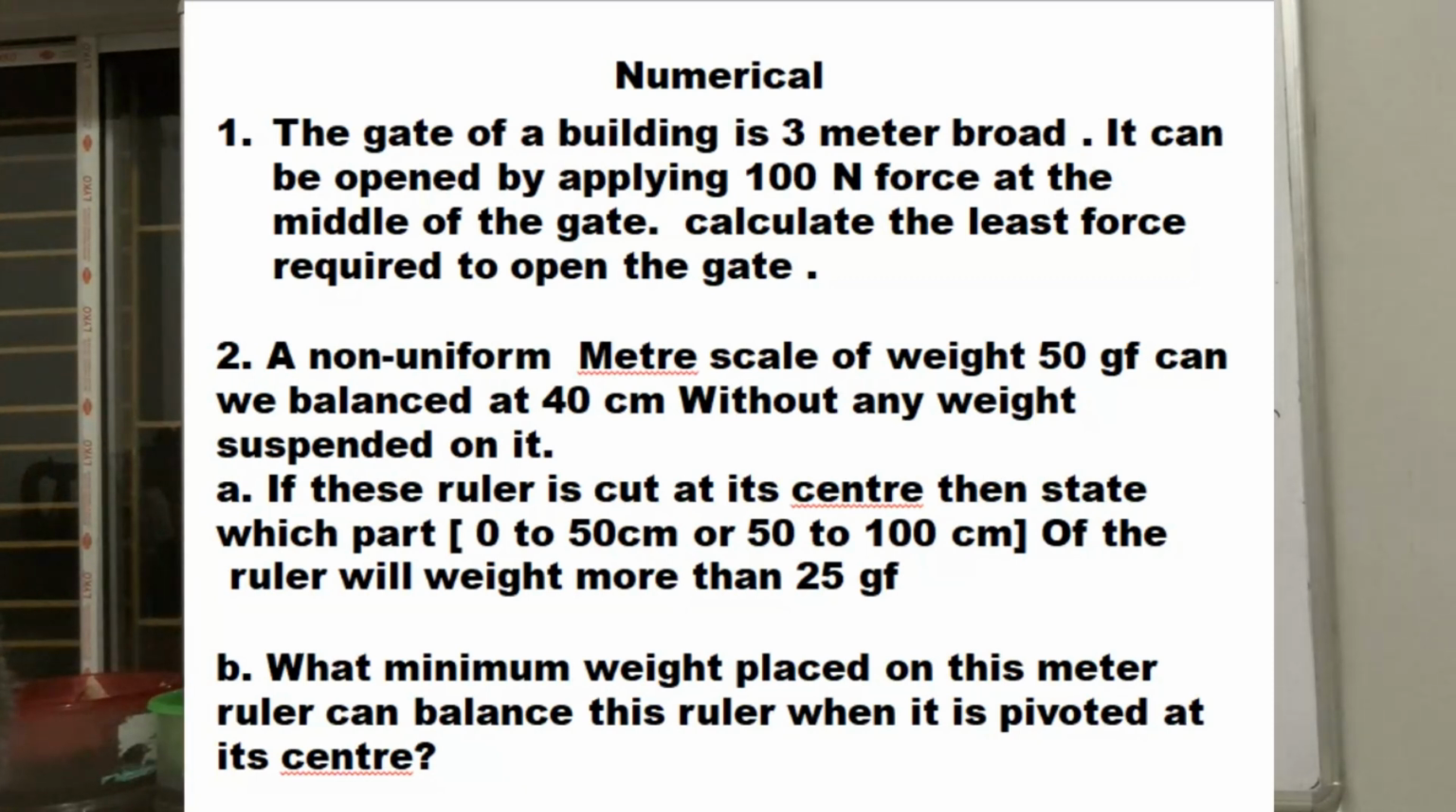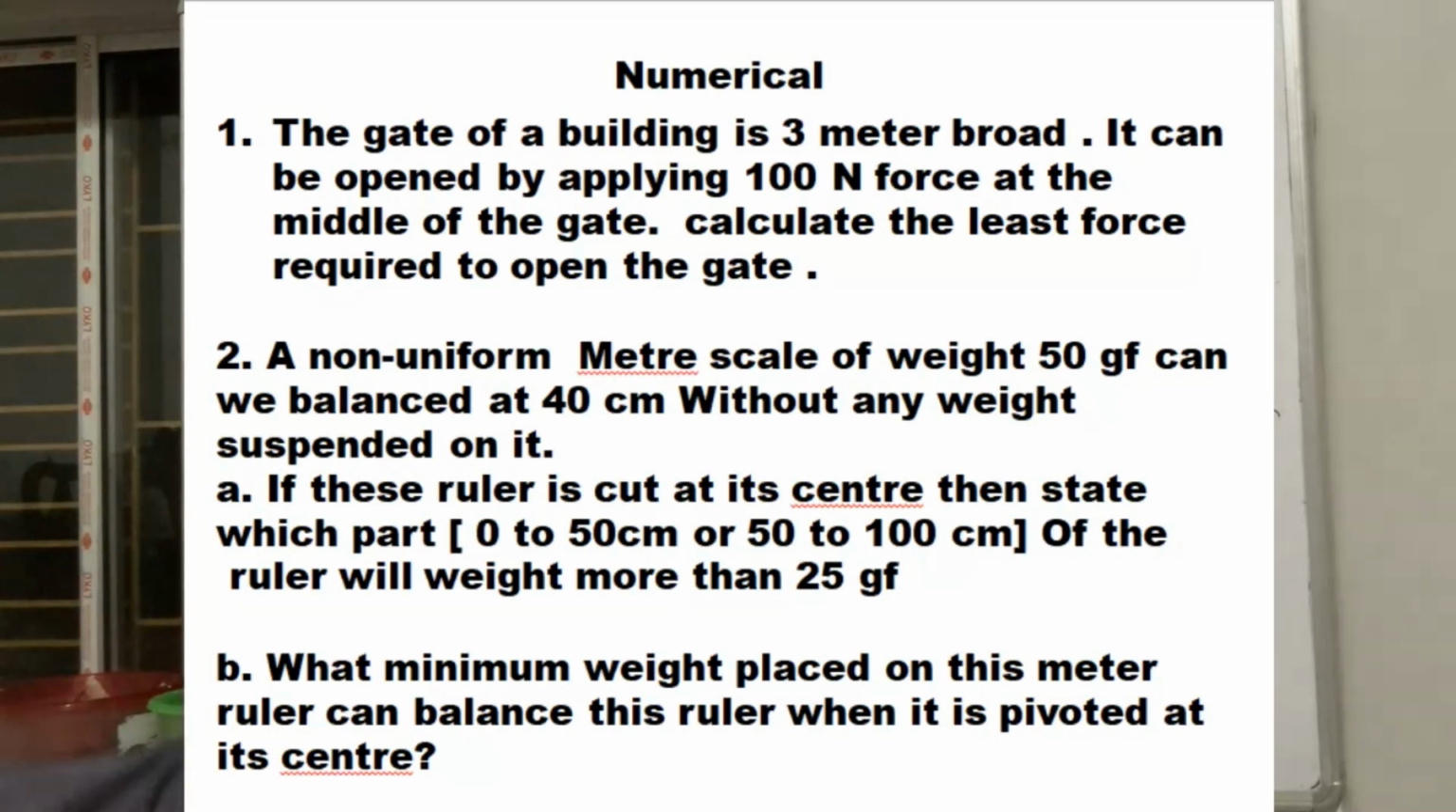A non-uniform meter scale of weight 50 gram force can be balanced at 40 centimeter without any weight suspended on it. If this ruler is cut at its center, then state which part, 0 to 50 centimeter or 50 to 100 centimeter, of the ruler will weigh more than 25 GF.